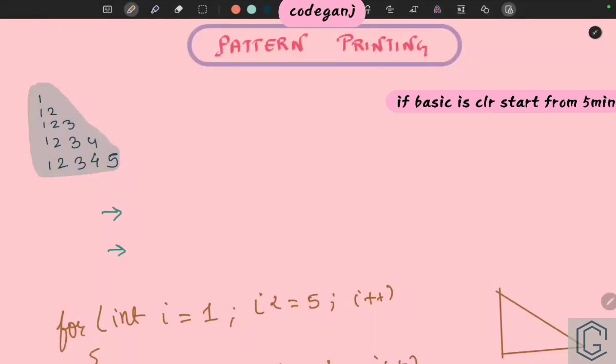Hello class. So today we are going to start the topic of pattern printing. This is the topic that is most complex for the students, and it is also the easiest if you understand the concept.